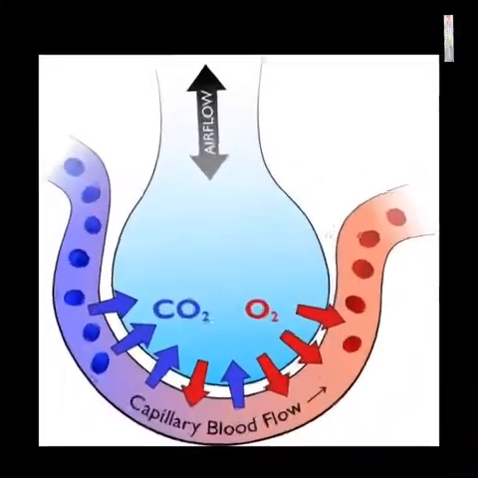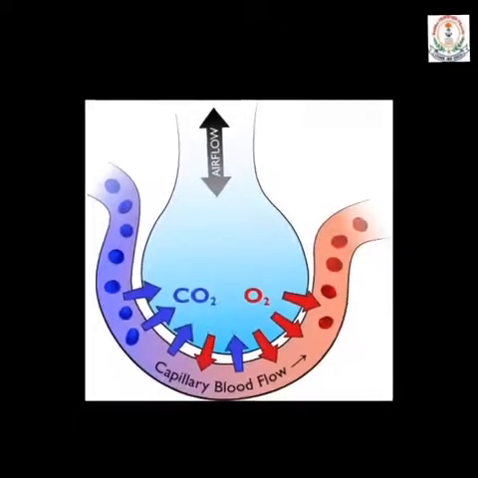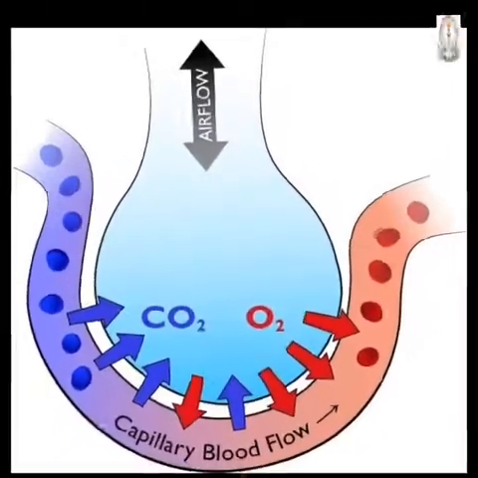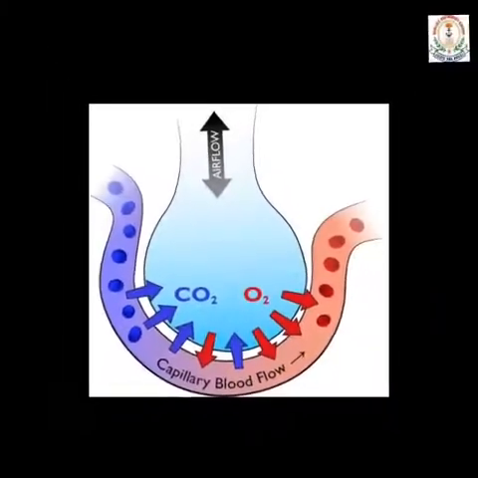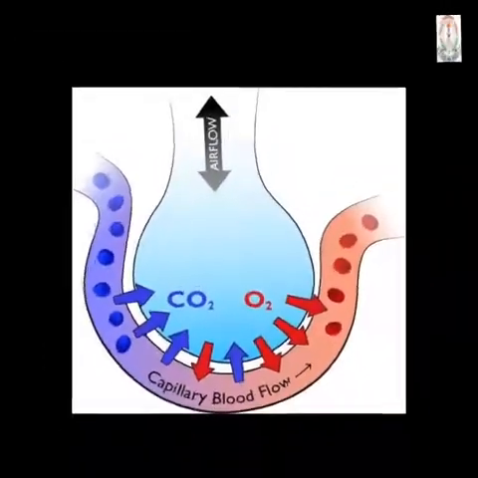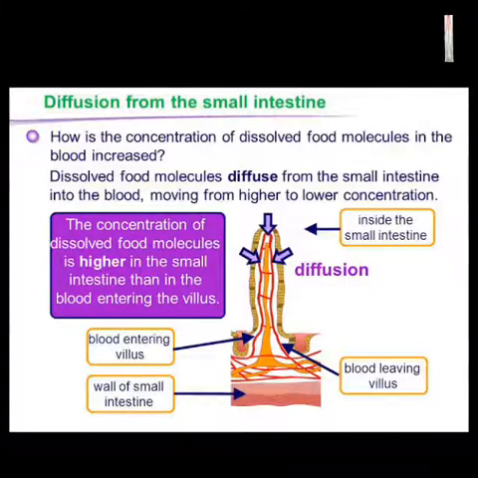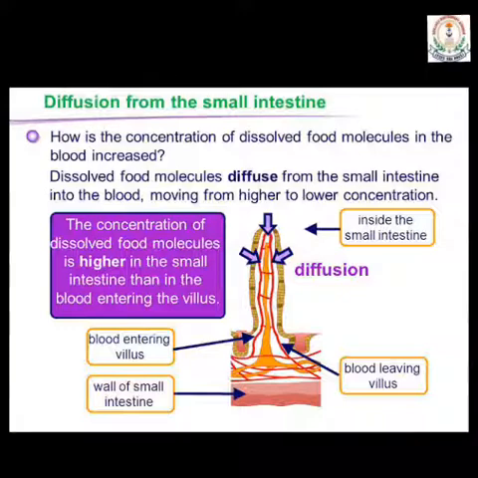So the example is gas exchange in gills and lungs, which occurs by this process of diffusion. The second example is the movement of glucose molecules from the small intestine lumen into the blood capillaries of villi, which is another example of diffusion.